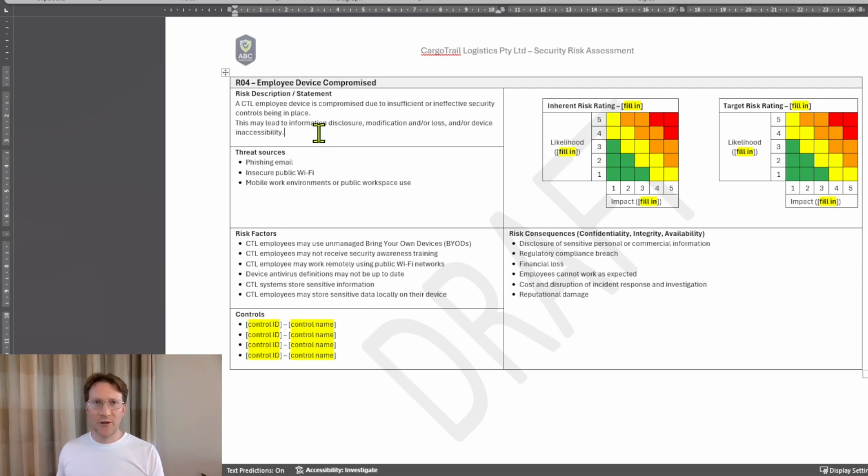And I was originally going to include that in this risk, but I thought to make it a bit different, I would leave that out. So I've removed a lot of the consequences. I thought mainly around what could happen specifically from a device being compromised.